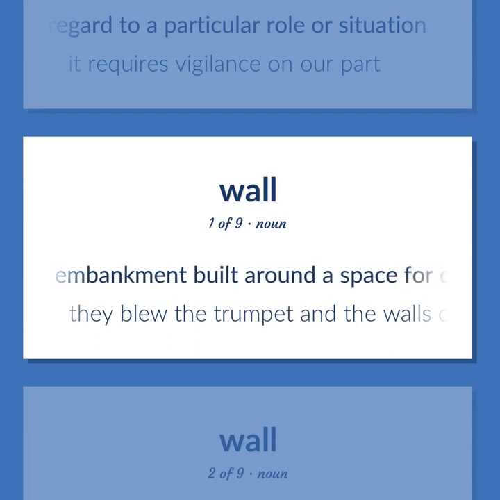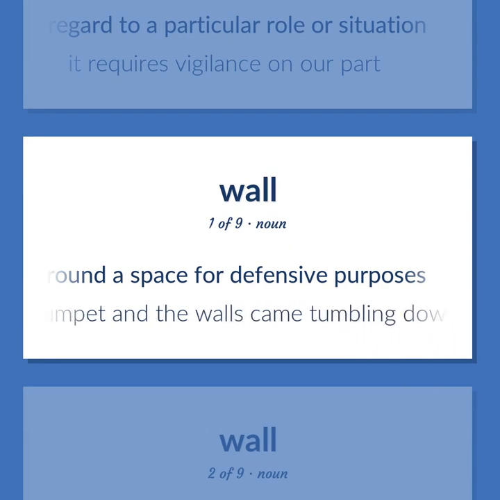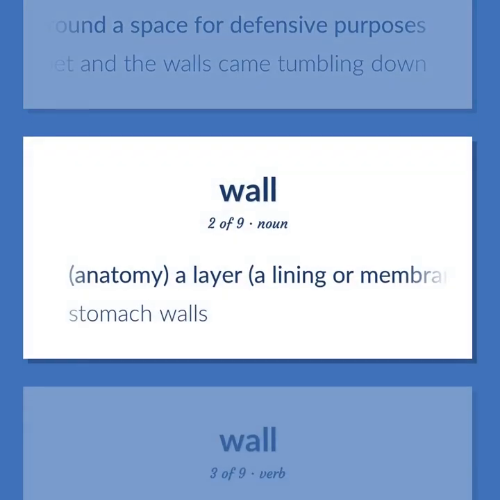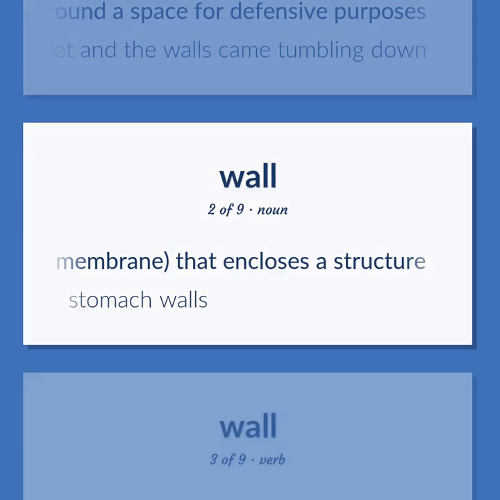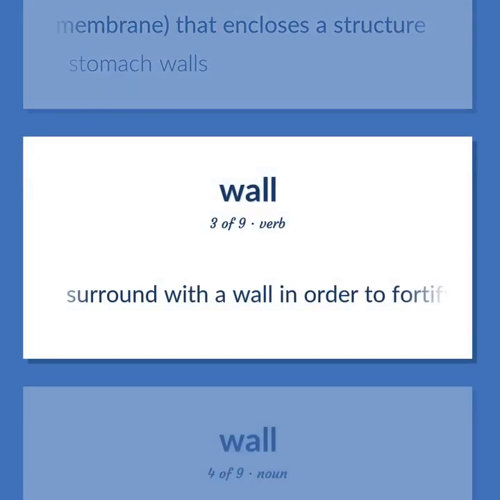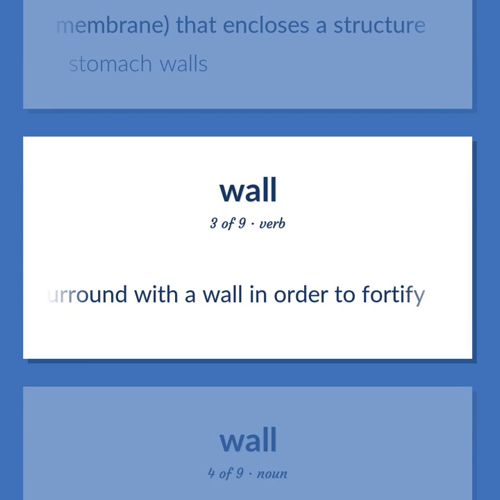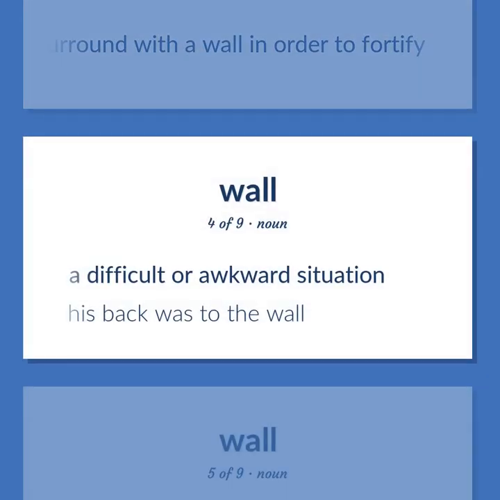An embankment built around a space for defensive purposes. They blew the trumpet and the walls came tumbling down. Anatomy, a layer, a lining or membrane, that encloses a structure. Stomach walls. Surround with a wall in order to fortify. A difficult or awkward situation. His back was to the wall.